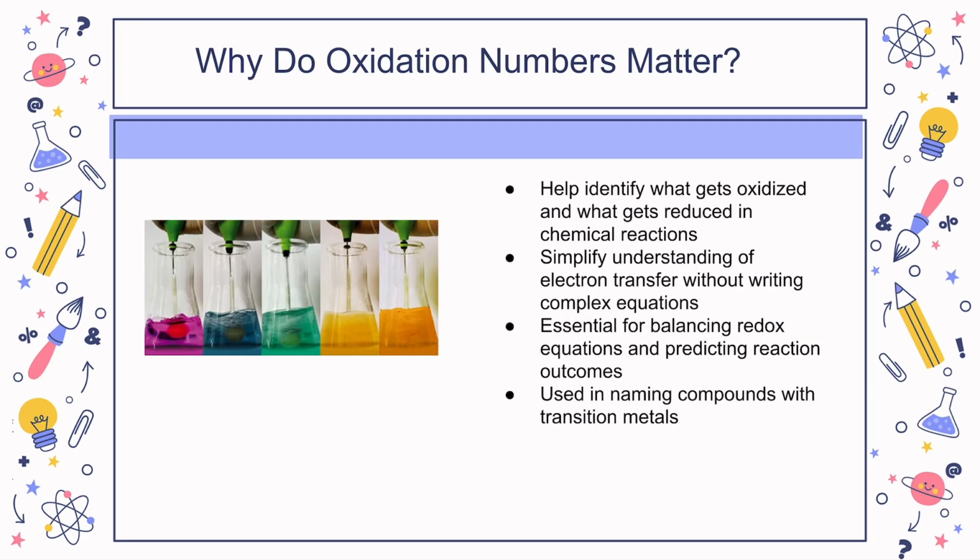So why do oxidation numbers matter? Well, first, by tracking the changes in oxidation numbers in a chemical reaction, we can identify what gets oxidized and what gets reduced. This also helps simplify our understanding of electron transfer when we're writing out complex equations or reactions, and not just the famous 5 reactions in standard chemistry. And furthermore, we use these oxidation numbers to balance redox reactions, especially in neutral form.